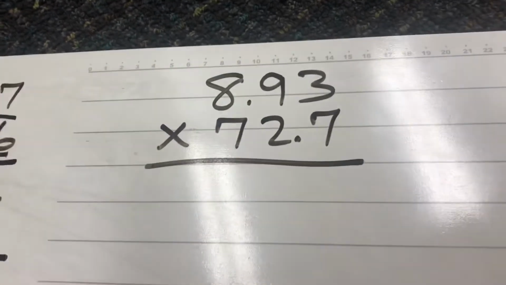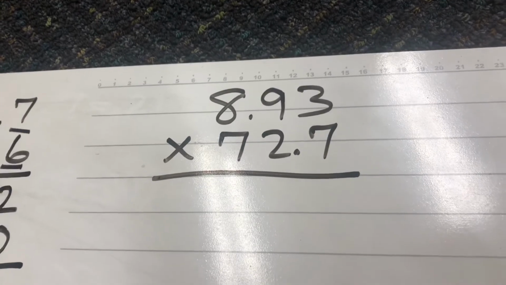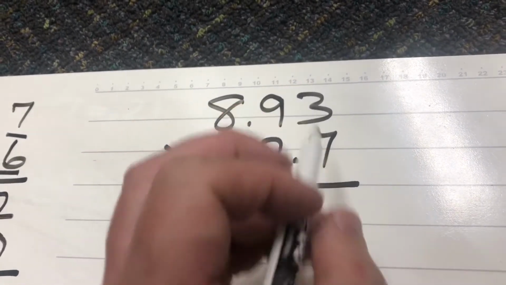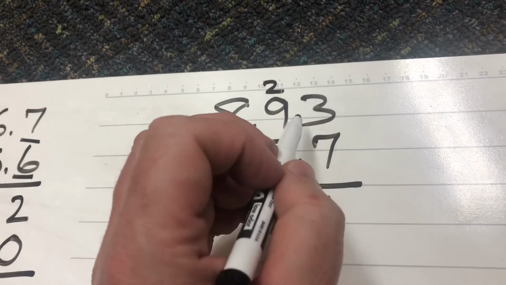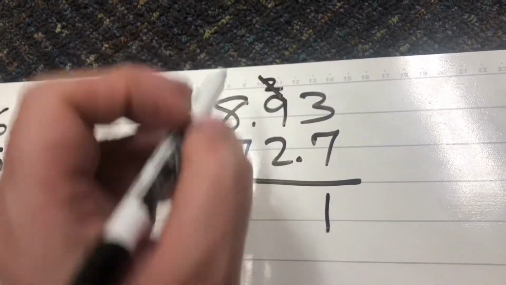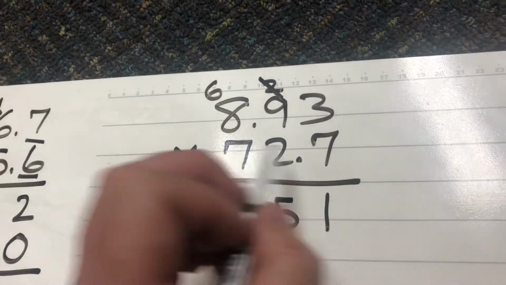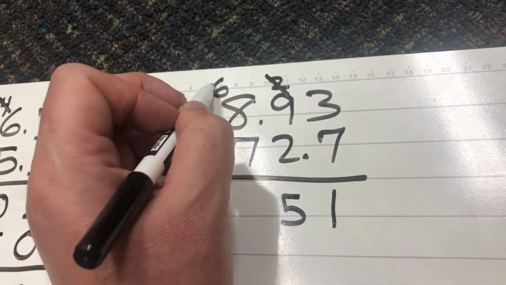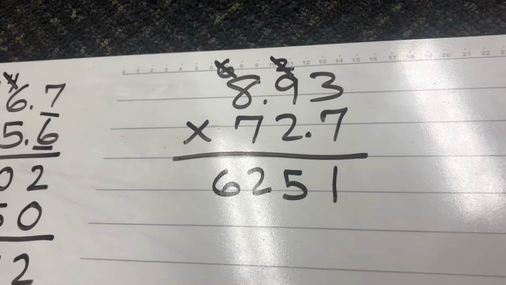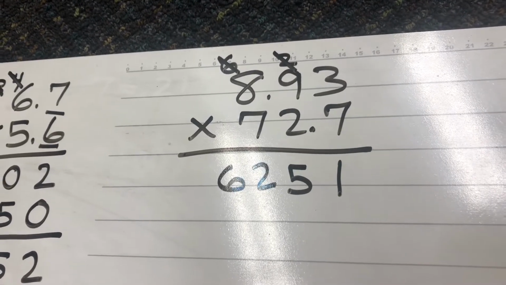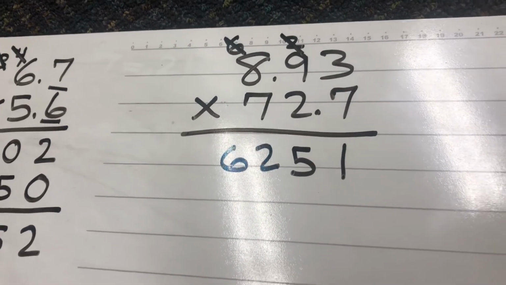Once again, decimals do not need to be lined up. I'm just going to do this like 893 times 727. 7 times 3 is 21. Put the 1 down, carry the 2. 7 times 9 is 63. Plus the 2, 65. Put the 5 down, carry the 6. 7 times 8, 56. Plus the 6, 62. Fifth graders, you see the importance of knowing your multiplication tables. This is going to take you a long time if we are not solid with our multiplication tables.